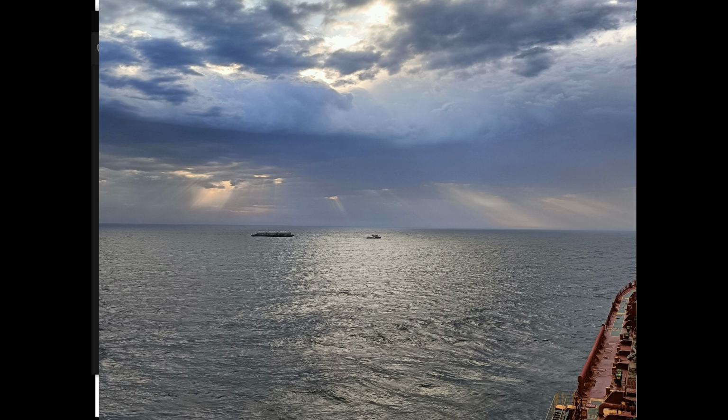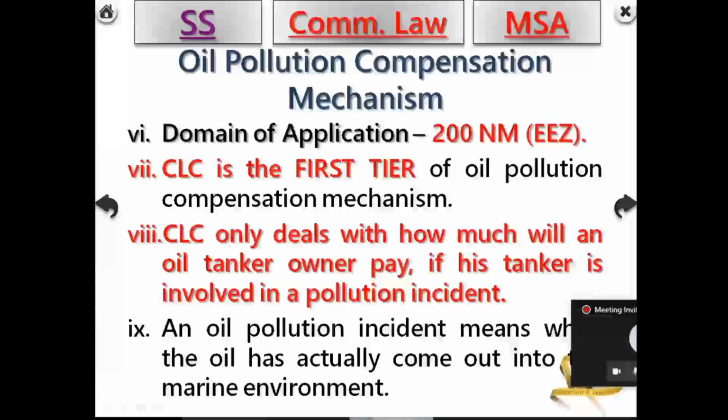Now, what does it mean? Now, this is your MSA. It is applicable only up to 12 nautical miles. That particular section dealing with oil pollution compensation is joined with the Maritime Zones Act of India. Only for that section, application extends to 200 nautical miles. Rest of MSA is applicable to 12 nautical miles. Have you followed this? Got it? Yes, sir.